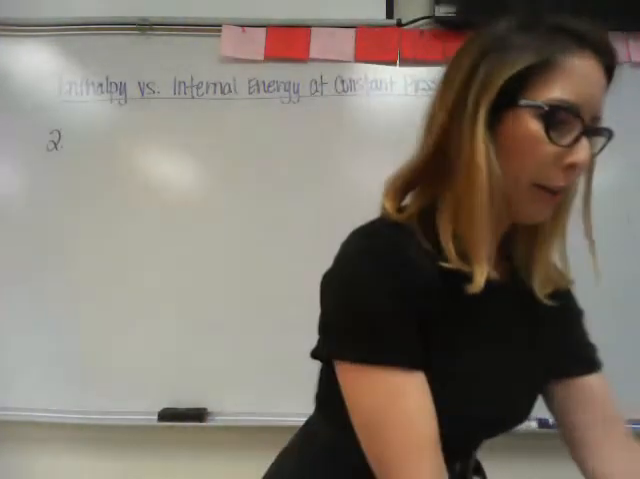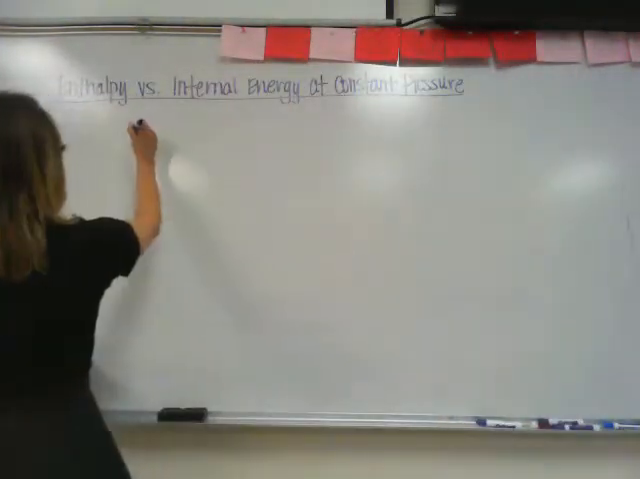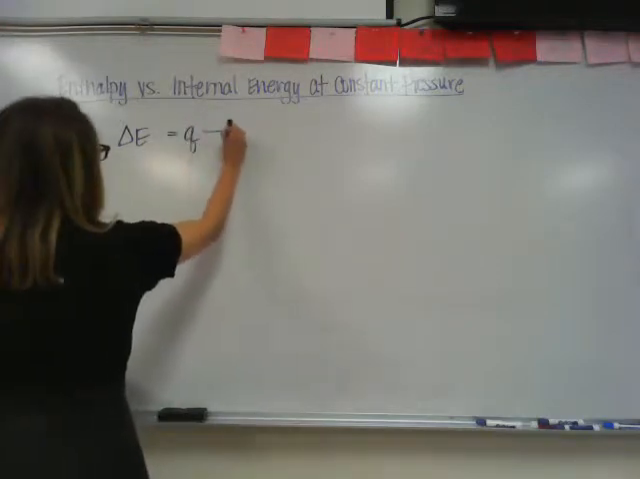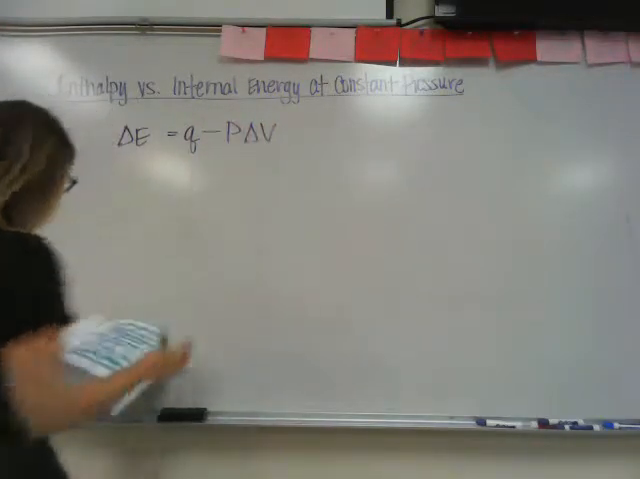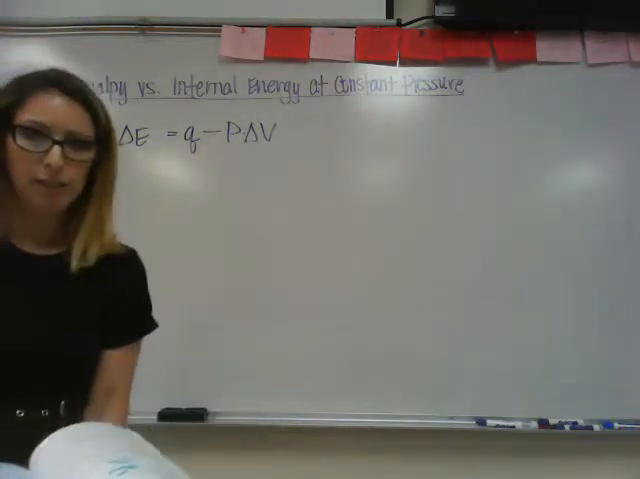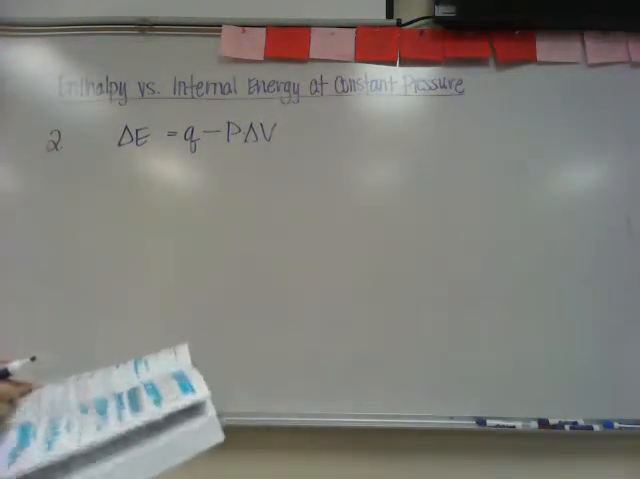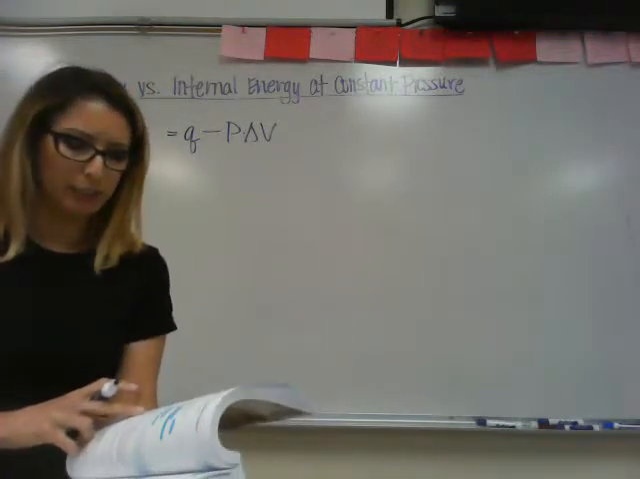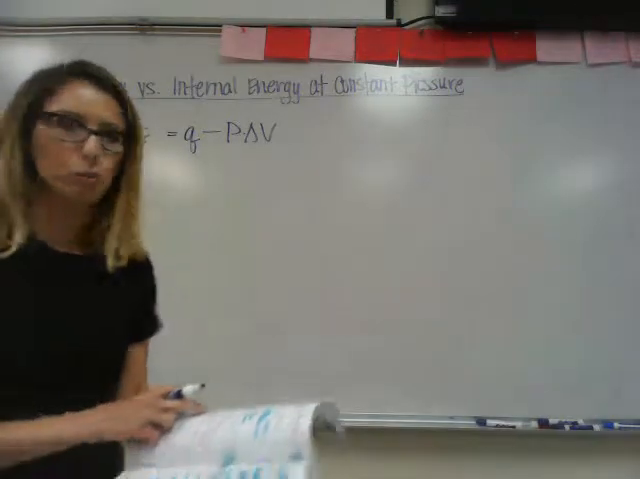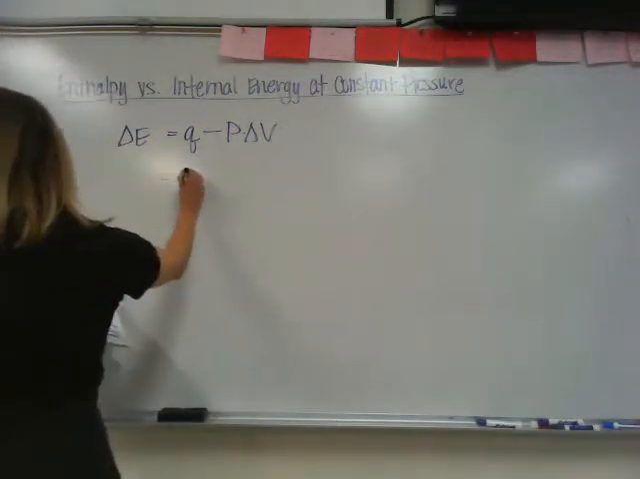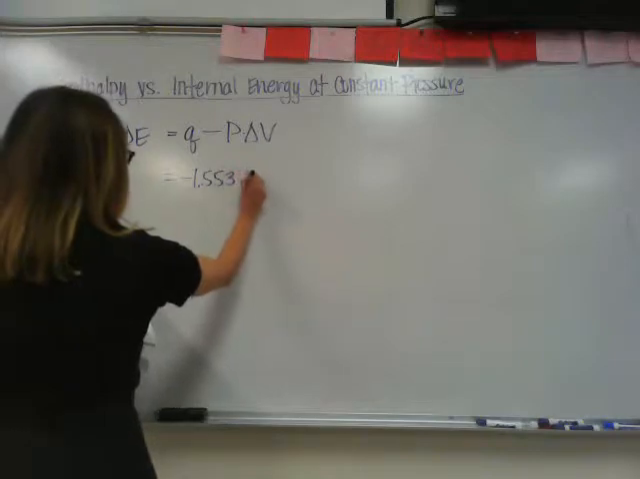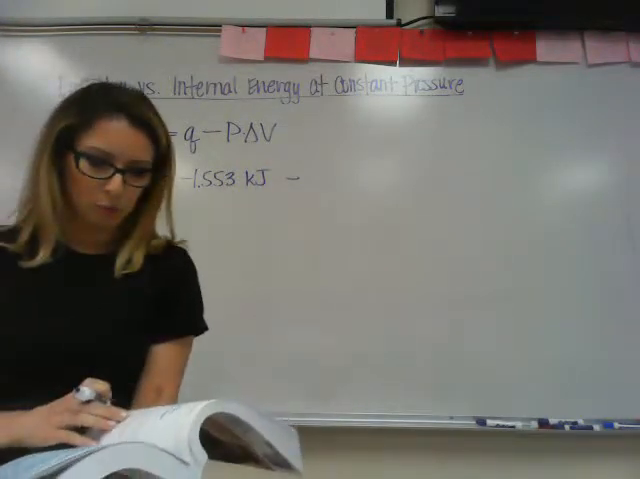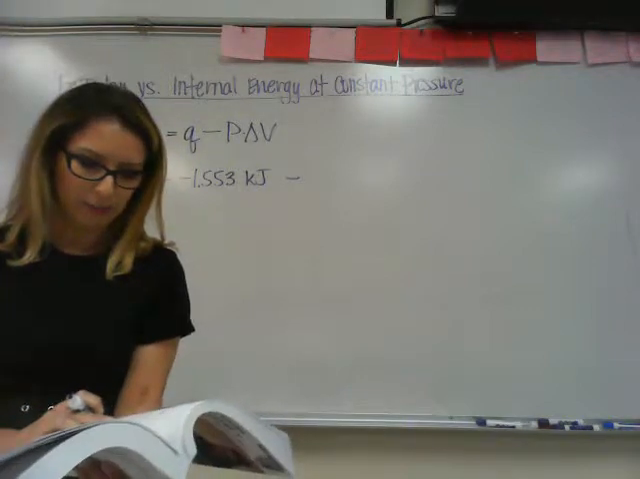All right, so for this one, you're going to use delta E equals Q minus P times the change in V, okay? And they told you that your Q is 1.553 kilojoules, but it's being emitted. So that means your Q would be negative. So this is negative 1.553 kilojoules, okay? Minus your pressure is 1.04 atm.